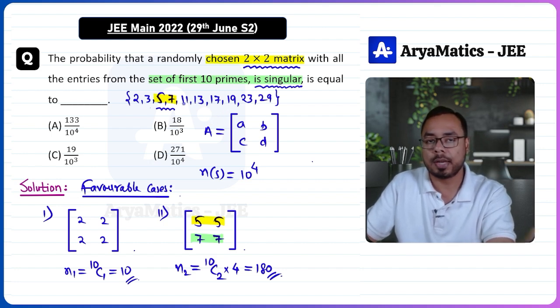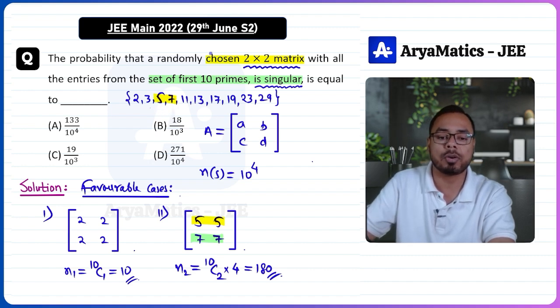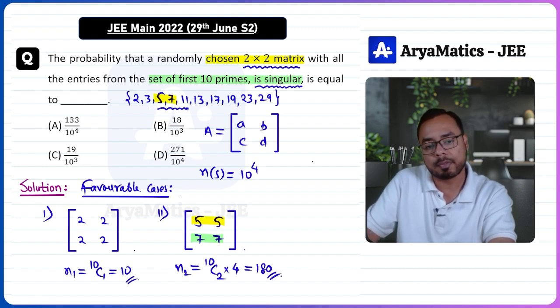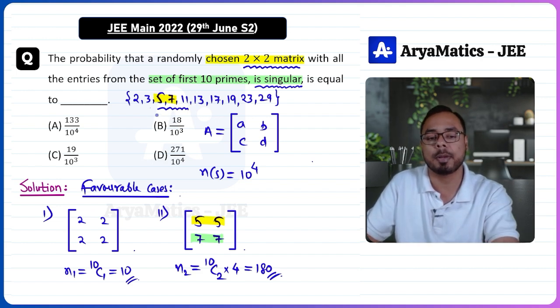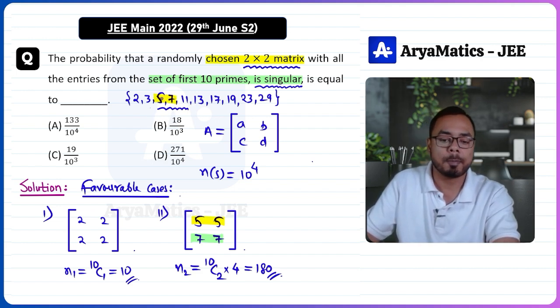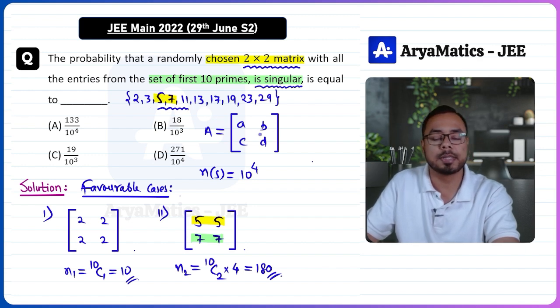Now, using 3 or 4 elements, you cannot create a singular matrix for the simple reason that all of these numbers are prime numbers. Right? For example, if I select 5, 7, and 11, now you cannot make AD minus BC 0, because all of them are prime numbers, and singular matrix means determinant should be 0. If you select any 3 prime numbers from here, you cannot get 0. AD minus BC cannot become 0. And similarly, if you select any 4 prime numbers, then also you cannot make AD minus BC 0, right?